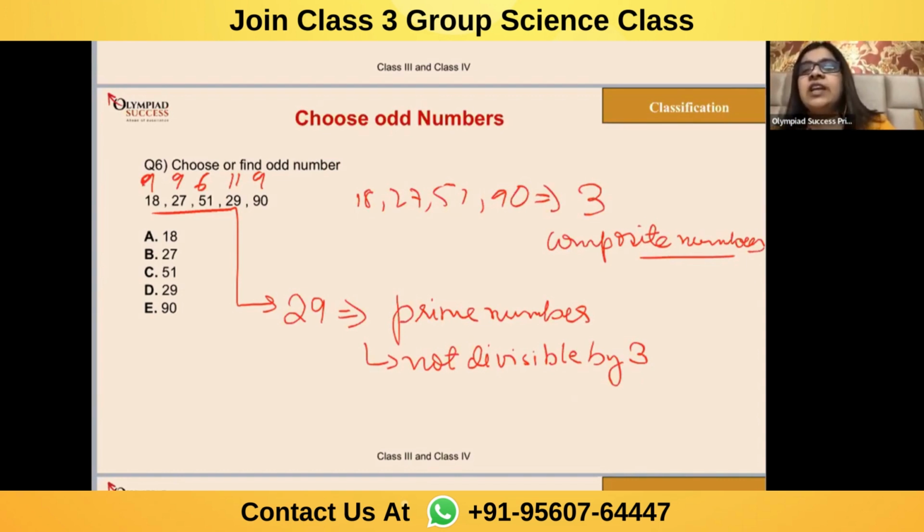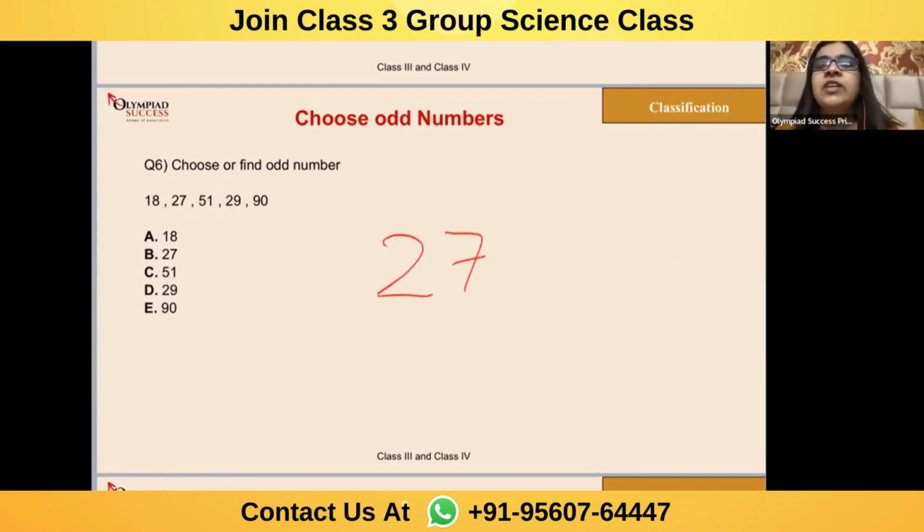Viona, you are very, very silent. Did you understand this question? Yes or no? Yes, ma'am. Viona, tell me, 2794. Is this number divisible by 3 or not?